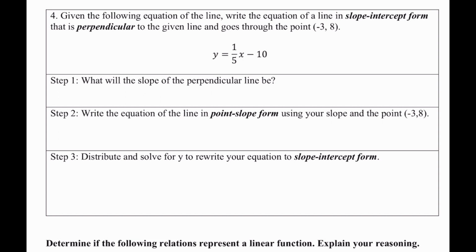Let's move on to number 4. Given the following equation of the line, write the equation of a line in slope-intercept form that is perpendicular to the given line and goes through the point -3, 8. Perpendicular lines have opposite reciprocal slopes. So I first have to find the slope of the line that they give me, which is 1/5.